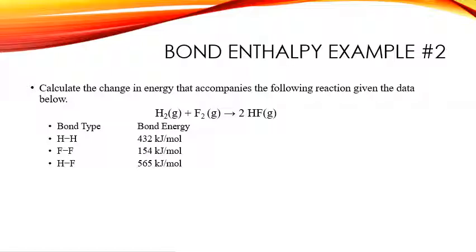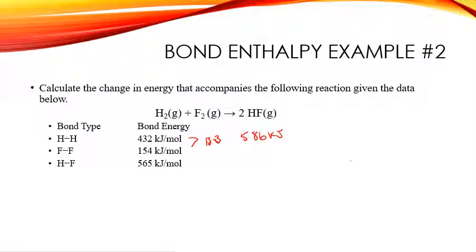So we got one last problem. We have H2 plus F2 forms 2HF. This one should be pretty easy. If you notice, for that balanced equation, I have just one H molecule. So I have 432. I have the FF, so these would be my bonds that are broken right here. I can add those two together, and that would give me 586 kilojoules.